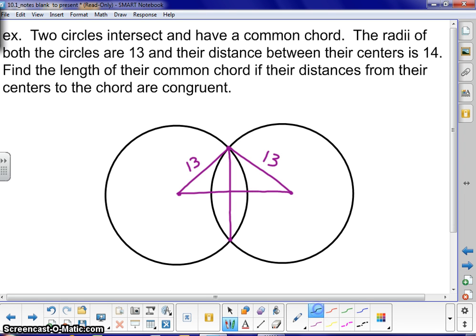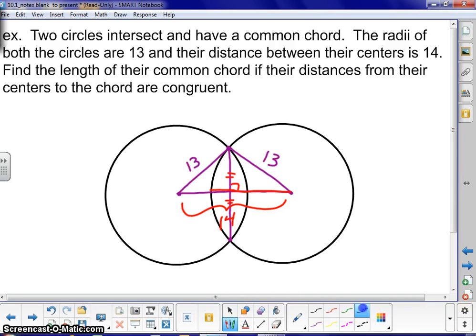And that one's a little harder to show, so I'm going to put that in red. So that whole thing is 14. Okay, find the length of their common chord if their distances from their centers to the chord are congruent. So here again we've got both circles, and this is considered a radii from here to here that's hitting the chord. So what does that mean? Perpendicular. It also means these two are bisected. And if those two are bisected, we also know that these are bisected because of them being congruent circles.